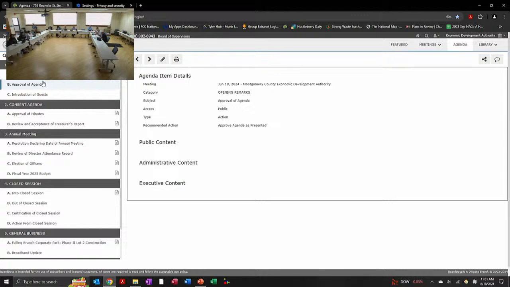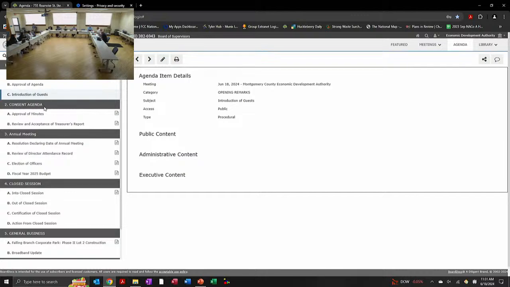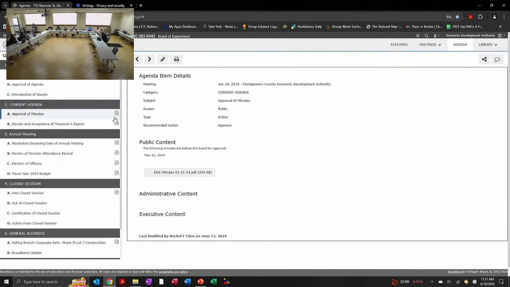We have a motion to approve. We have a second. Second. All those in favor of the agenda, say aye. Aye. Any opposed? All right, motion carried. Any guests? Nope. So, okay, all right.